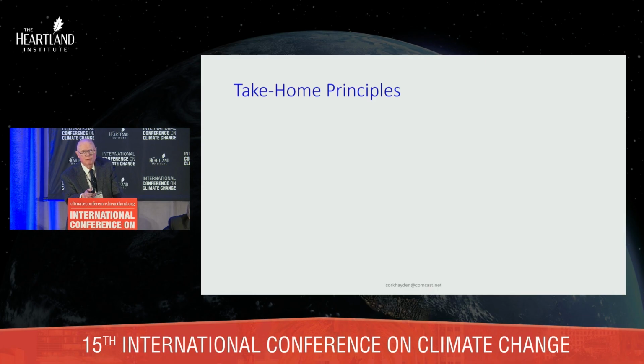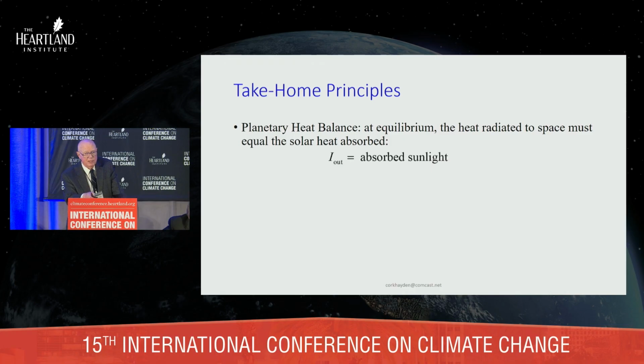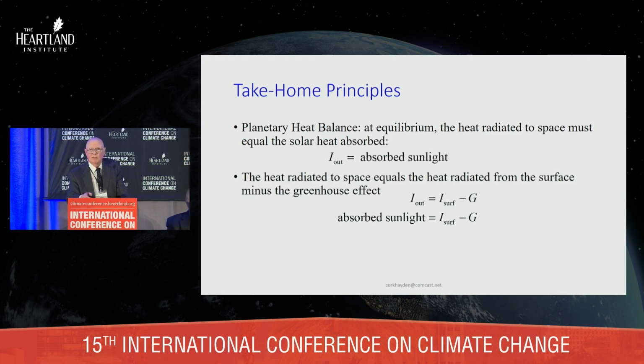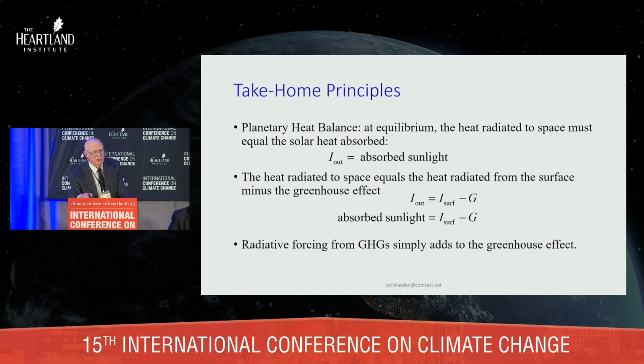Now there are some take-home principles here that I want you to know. Planetary heat balance says that the I out, the radiation going into space, equals the absorbed sunlight. The heat radiated to space equals the heat radiated from the surface minus the greenhouse effect. I out equals I surface minus absorbed sunlight equals I surface minus G. And the radiative forcing simply adds to the greenhouse effect. Now, this is not hard. You don't have to be a PhD.